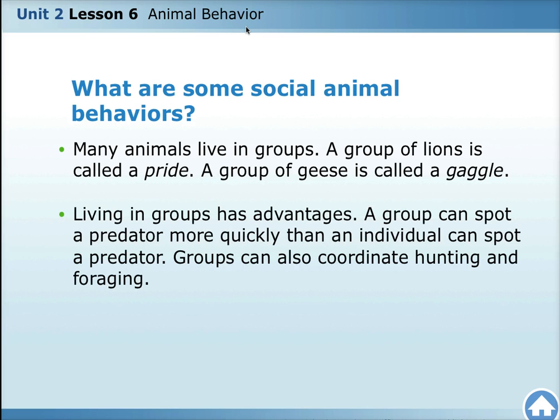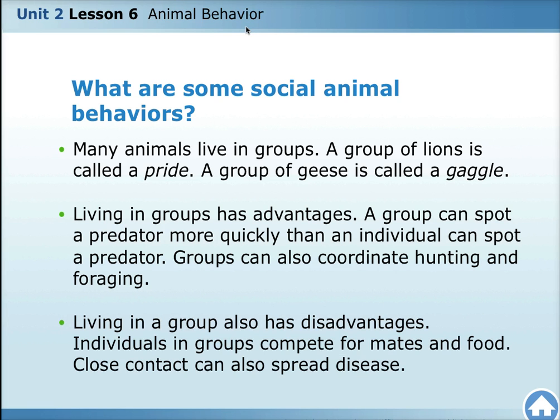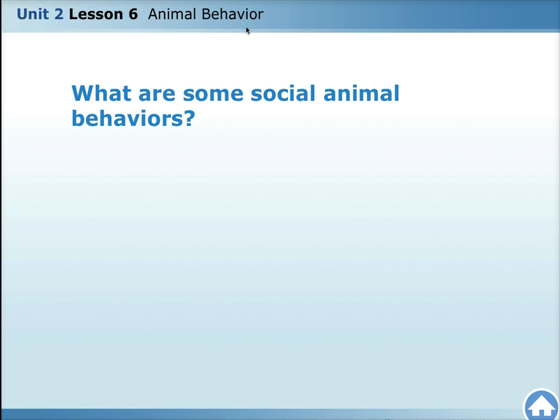Living in groups has advantages. A group can spot a predator more quickly than an individual can. Groups can also coordinate hunting and foraging. Remember, foraging is searching for food. Living in a group also has its disadvantages. Individuals in groups compete for mates and food. Close contact can also spread disease.